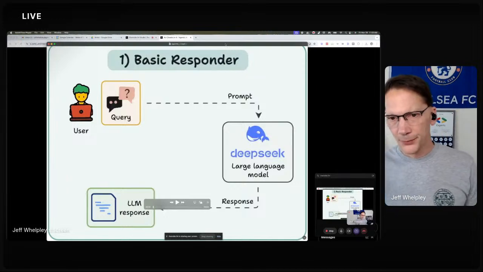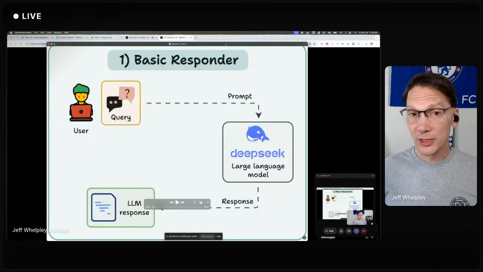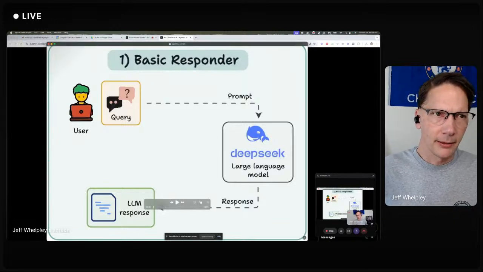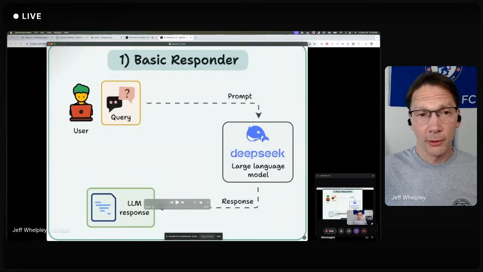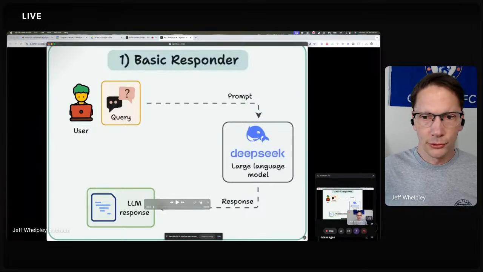It's nothing integrated, no further steps. There's no state that's stored in just this interaction. So that's level one, and I think most developers I know that have started to use AI systems are at this level and are very familiar.